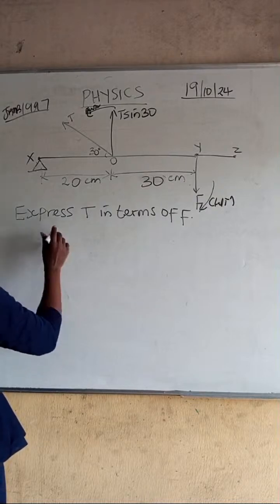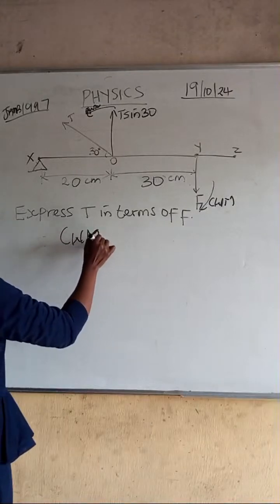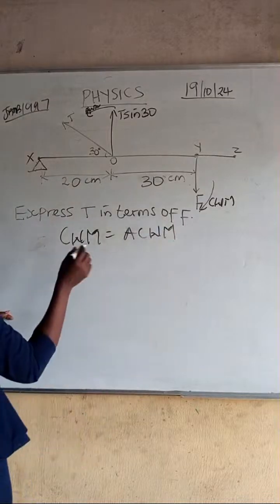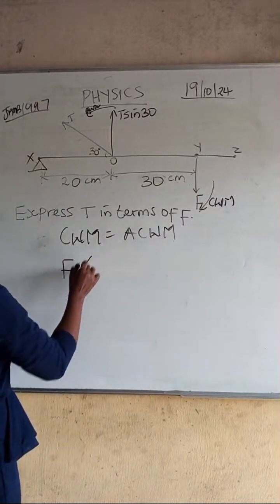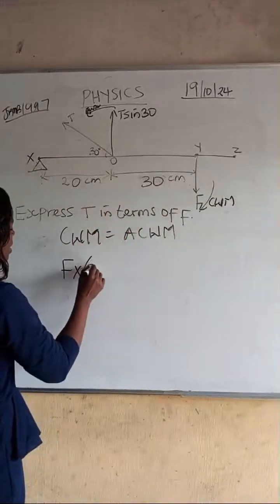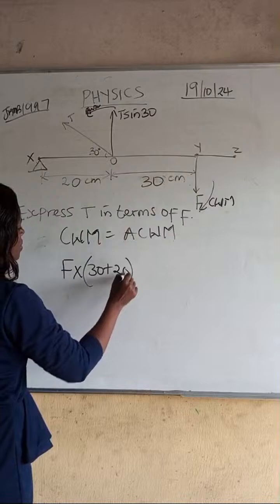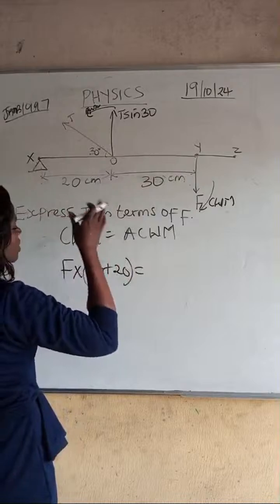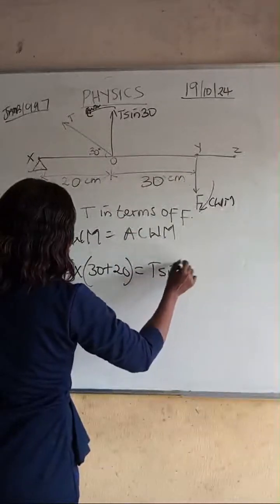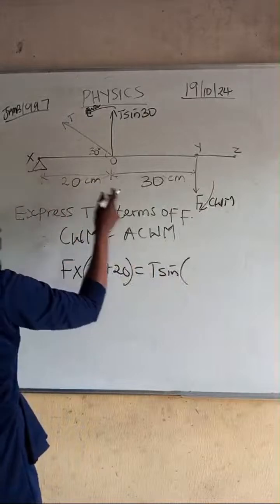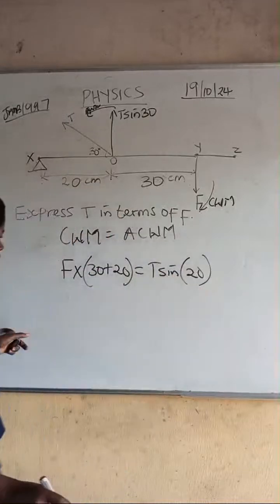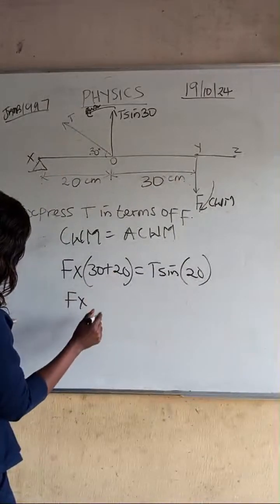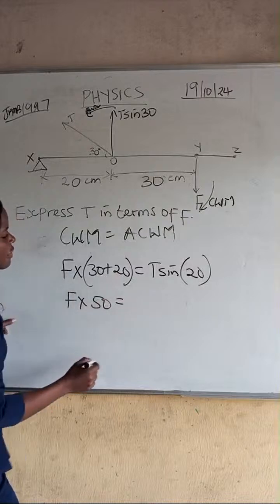So let's go. We say that this is F. Let me say clockwise moment is equal to anti-clockwise moment. So that is F times distance 30 plus 20, is equal to T sine theta, because we have resolved it to the vertical. T sine theta, bracket, distance from here to here is 20. Okay, so let's solve. This is F times 30 plus 20, which is going to give me 50.